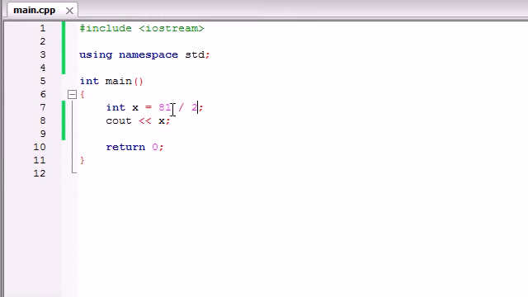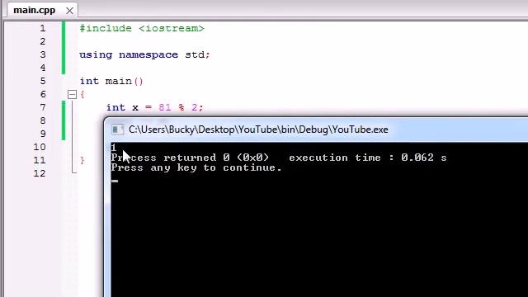So we're saying, alright, we're working with integers right here, and we don't know any other data types, so how can we get that remainder? Well, whenever we want the remainder, we need to use something called the modulus operator, and that is the percent sign, like this. What this is going to do is give you the remainder of the answer. It's not going to say 40 remainder 1, it's just going to give you that 1. So let's build and run this, and you can see that whenever we do 81 modulus 2, it gives us the remainder, which is 1.